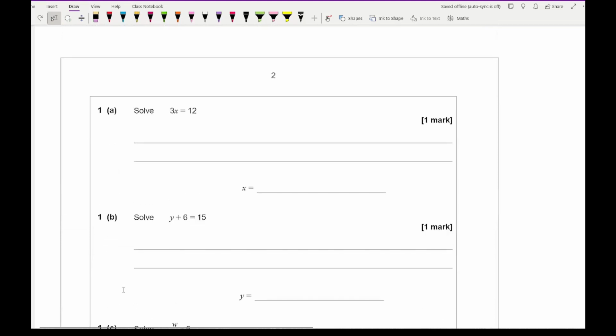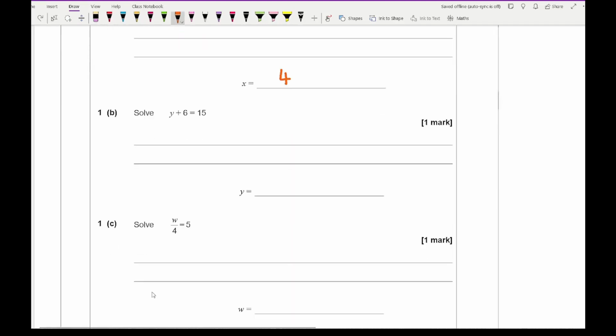So looking at question 1, it says solve 3x equals 12. So we want to make x the subject, so we've got x equals, and we need to get rid of the 3. And how do we do that? Well, we do the opposite of what 3 is doing, so it's multiplying, so we divide by 3. So x equals 12 divided by 3, which is 4.